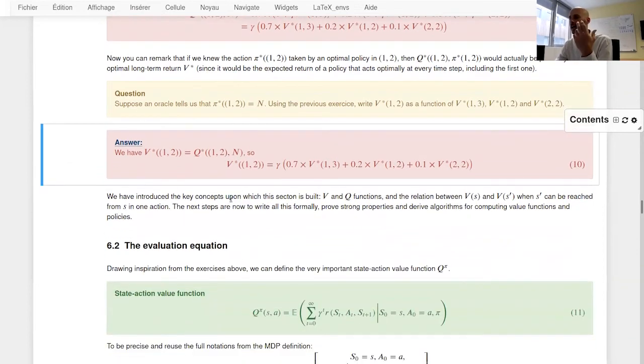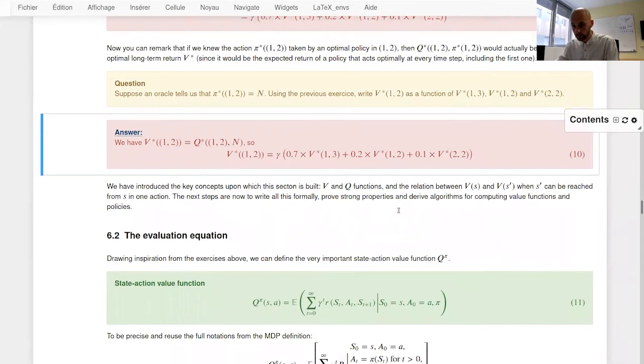So we have actually introduced the key concepts upon which this whole section is built: V and Q functions, and the relation between V of S and V of S prime, when S prime can be reached from S in one action. The next steps now will actually consist in doing the exact same thing we've done in this exercise, but in a formal way. We'll write this all formally. We'll prove strong properties. We'll actually enunciate strong properties. We'll test them and derive algorithms for computing value functions and policies.